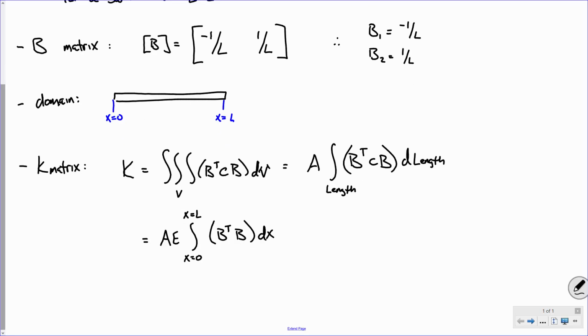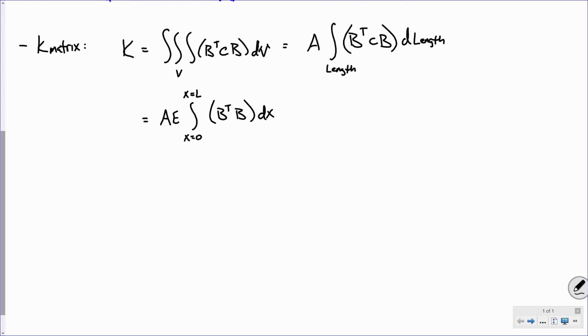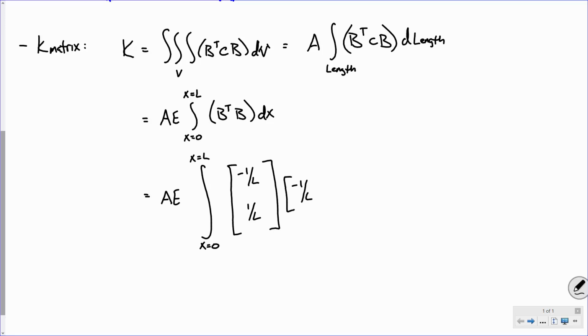Watch this. What is B transpose? It's that, right? Okay? B is that, right? So I need to integrate that by dx. Is everybody okay with that?